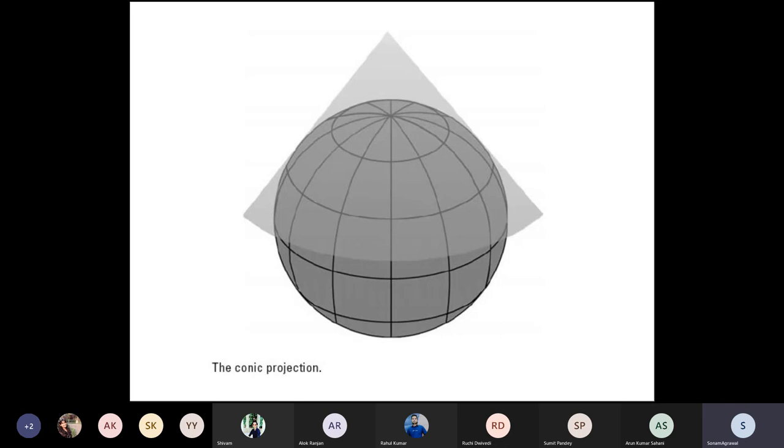Conic projection is used at those places where the standard parallel passes. Many times we will hear that there is a polyconic projection. So instead of taking a single cone, they will use multiple cones, because they will see at which place the cone is getting tangent to the globe.